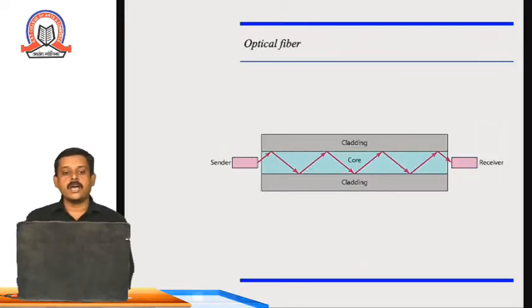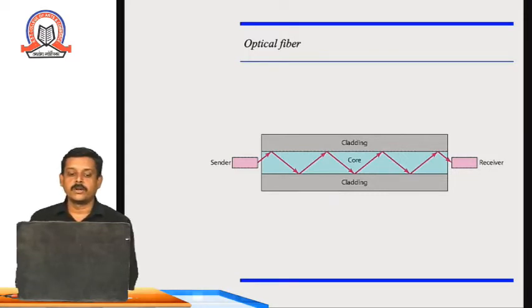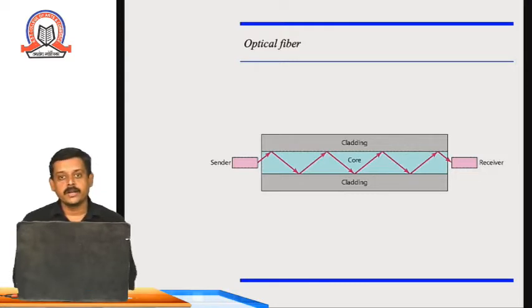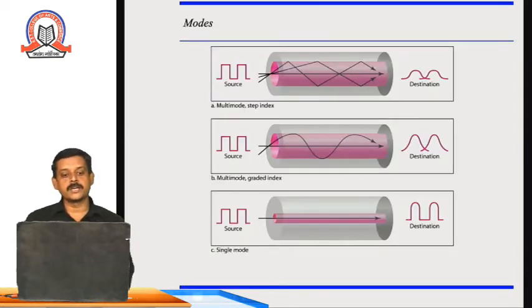As you can see in the figure, the sender sends data in the form of a ray which has been refracted or transferred through the core cable, and it has been reflected through the cladding on the surface of the core cable. As you can see, there are different modes of data transmission, that is multimode, graded index, and the single mode.